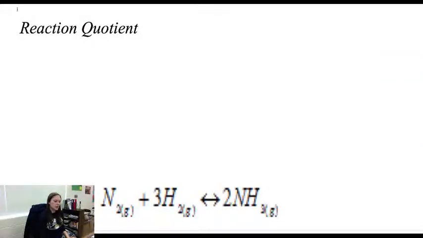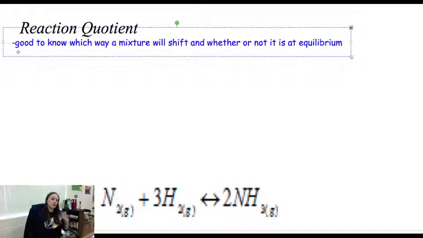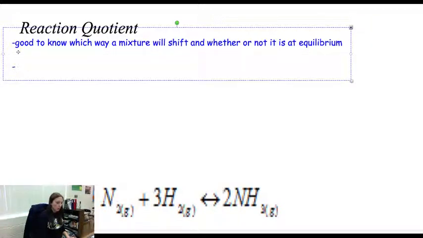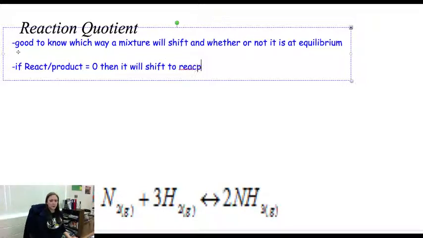All right, that's going to lead us into the reaction quotient. With the reaction quotient, it's also good to know which way a mixture will shift and whether or not it's at equilibrium. And we know that based on what we call a reaction quotient. If I give you a mixture with these concentrations of these certain things, I want to be able to say, okay, it's going to shift left, or it's going to shift right, or it's at equilibrium, so it's not going to go anywhere at all. Well, if your reactants or your products are equal to 0, then it will shift to replace it. So whatever you are adding or whatever you are having, it's going to shift to replace that.